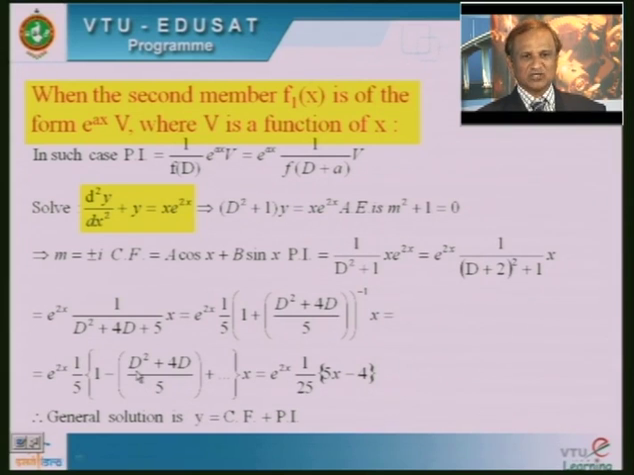Then D square is an operator, I want to operate on x. It can be written as D^2/5 of x. D square means the second derivative of x, and I hope the second derivative of x becomes 0, plus it can be written as 4/5 times the derivative of x. The derivative of x is 1. I hope on simplification you will get e^(2x) as it is, 1/5 is already there, 4/5 means you will get 1/25 · (5x - 4), which is the particular integral of the given differential equation.